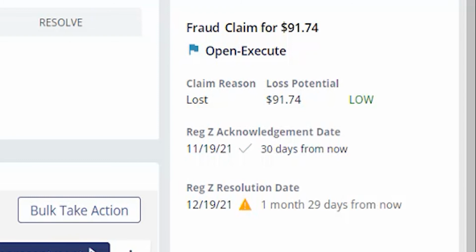In this example, we see that the Regulation Z acknowledgement date was satisfied because we sent the initial confirmation letter when the claim was initiated. We can also see that the max Regulation Z date to complete this case is December 19th of 2021. So if no one else touched this claim until December 19th, QFD would pay this claim on the regulation date. This is certainly not what we would recommend as the best practice of completing a claim, but QFD is built to ensure the decision is completed within the regulation timeframe.